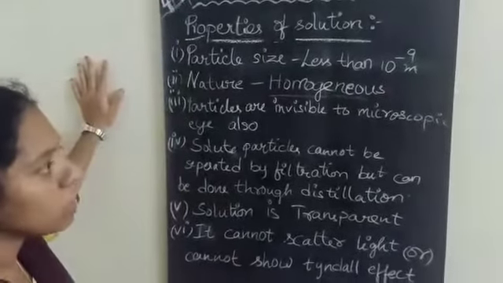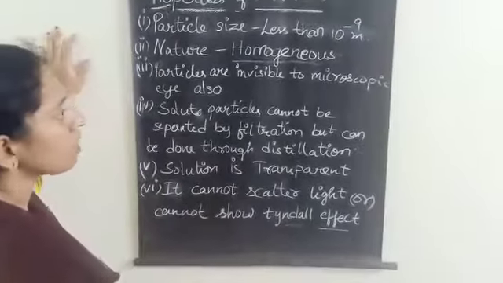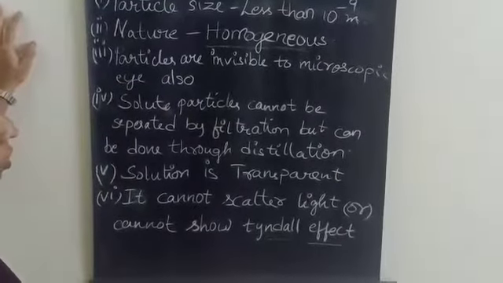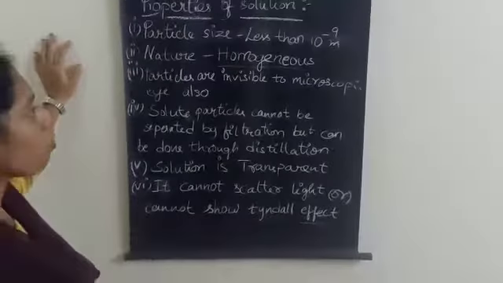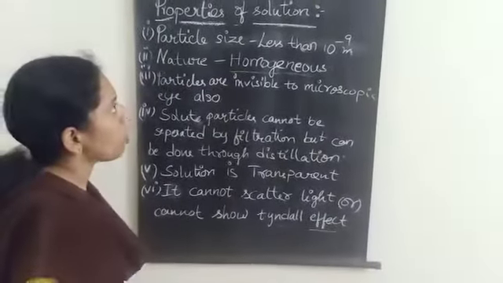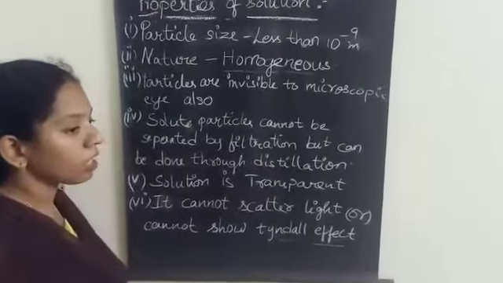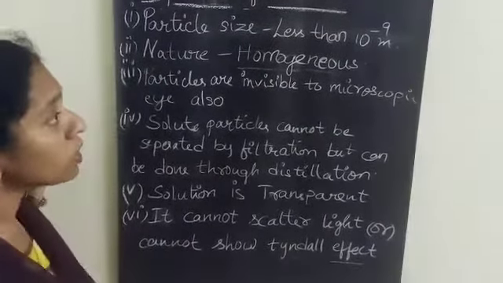In it, the solute particles are completely dissolved in the solvent. So we can say that a solution is a homogeneous mixture, and also it is transparent in nature. Yes. Now what are the major properties of solutions? In solutions, mainly the solute particles are very tiny, very small in size. How small are they?